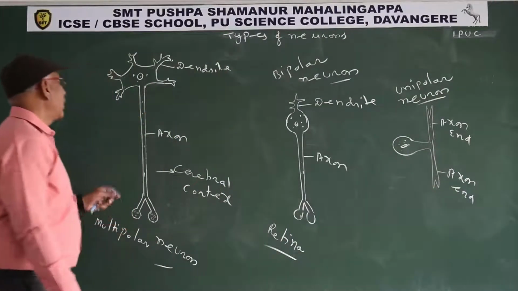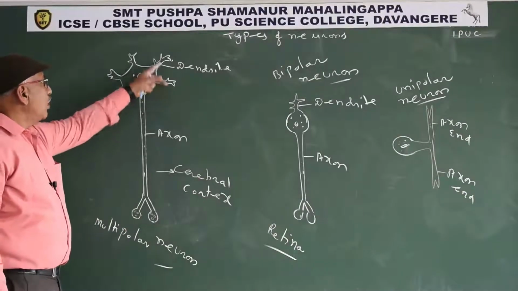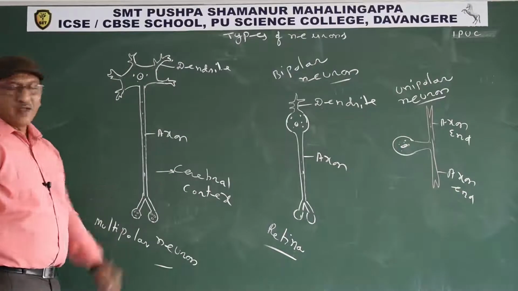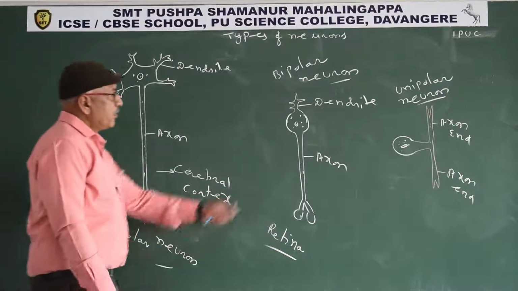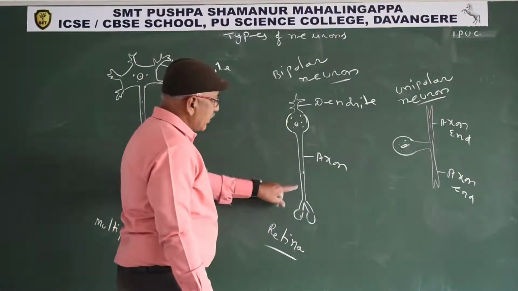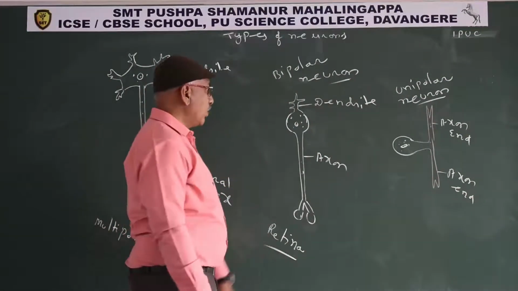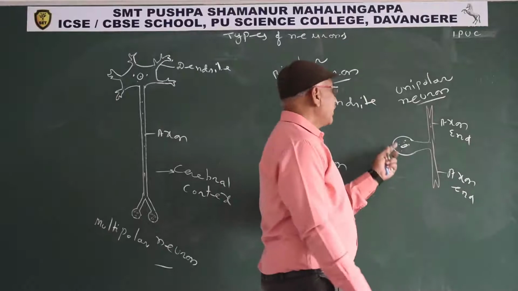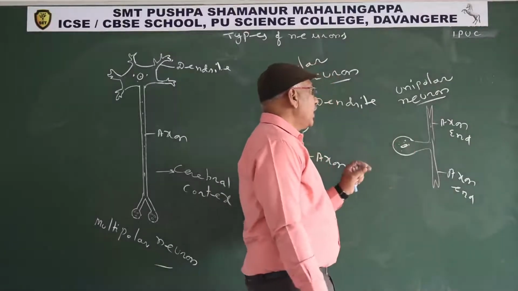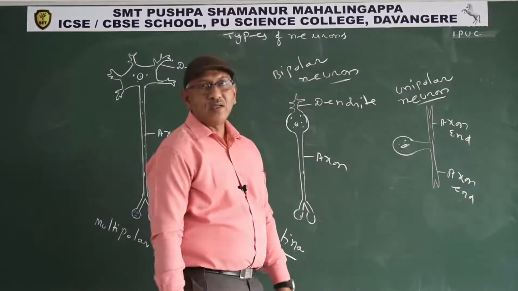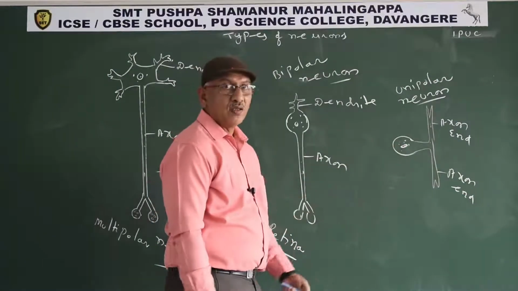So multipolar: if the cyton has two or more dendrites and one axon. Example, cerebral cortex. If a cyton has one dendrite and one axon, it is a bipolar neuron. Example, retina. If a cyton has only an axon, without dendrite, it is known as a unipolar neuron.